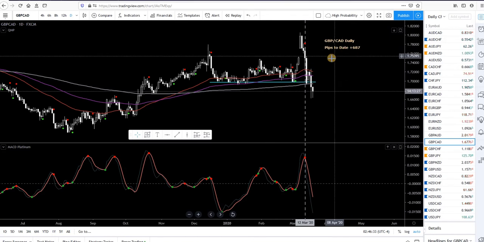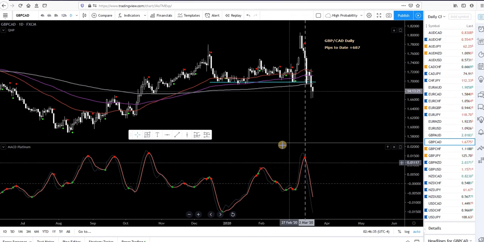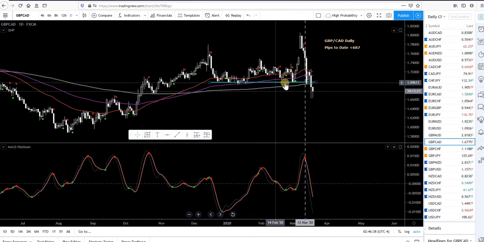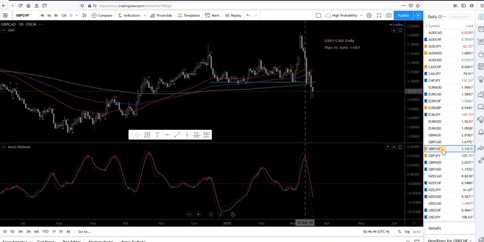Pound CAD, nothing doing here at all. This blue line, just a support level. It's broken through. Will it be resistance? Who knows? No, not worth the risk.